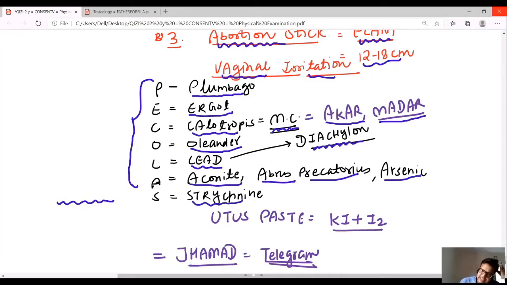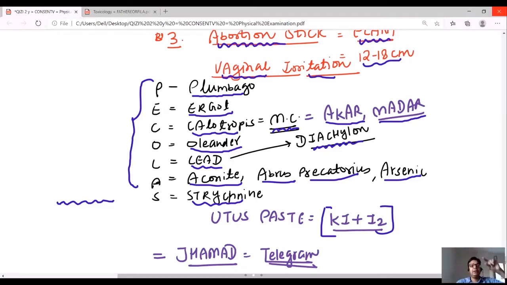Dr. Saab, this is P. colas. P for plumbago, E for ergot, C for calotropis, O for oleander, L for lead. The lead product is dichylone. Calotropis is most commonly used, known as akdo or madar. A for aconite, Abrus precatorius, and arsenic. S for strychnine, U for utus pest. Utus pest is potassium iodide plus iodine. This is also used for killing a fetus.